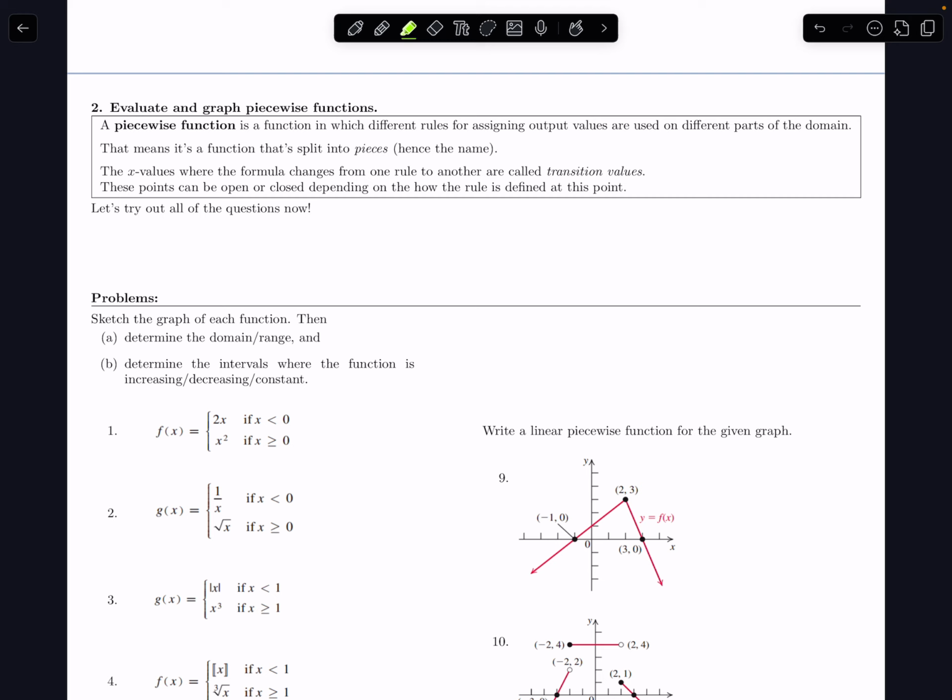Now, the second part of this class, we're doing the extra problems. This I expect to go faster, but I always expect things to go faster than they actually end up going, so I won't make any promises. We're evaluating and graphing piecewise functions.